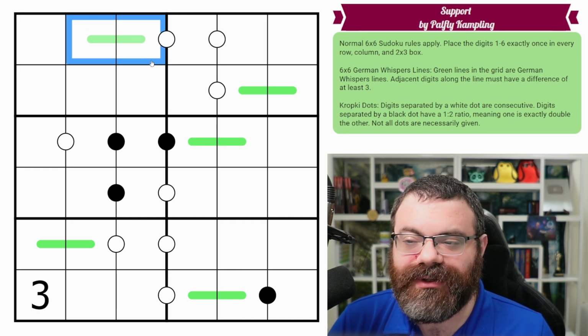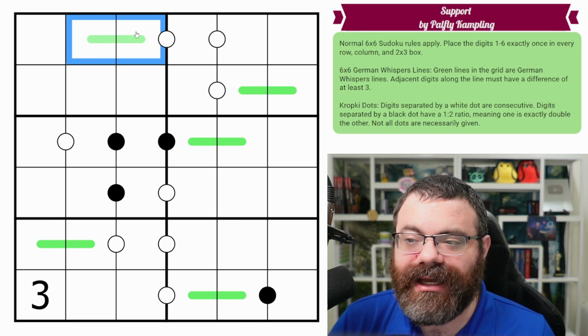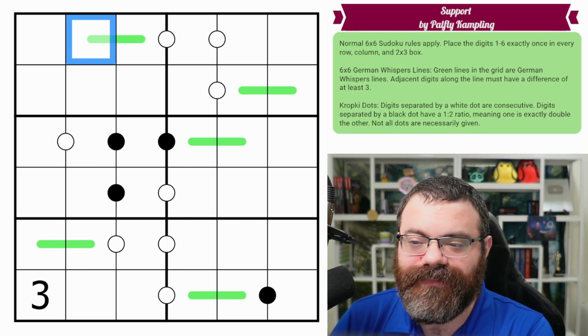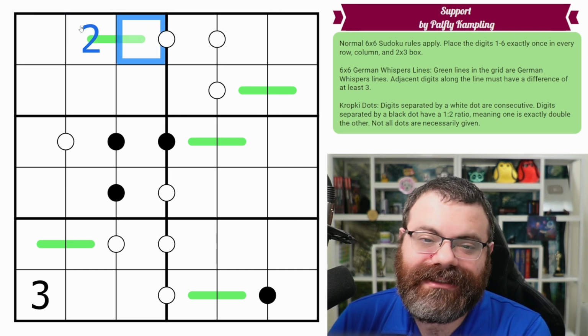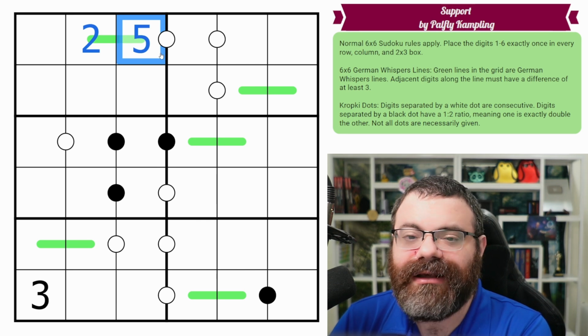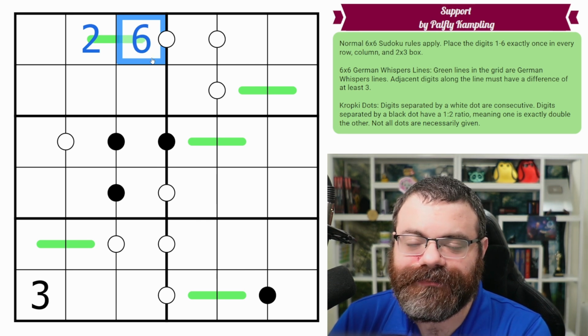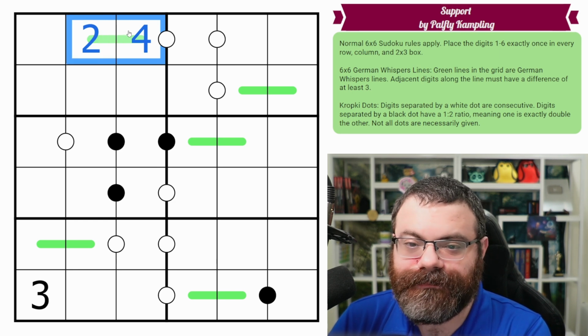We also have these German whisper lines in the grid. Adjacent digits on the line have to have a difference of at least 3. So I put a 2 here. I need to make sure this digit has a difference of at least 3 from 2. So I could put a 5, because 5 minus 2 is 3. Or I could put a 6, because 6 minus 2 is 4. I can't put a 1 or a 3 or a 4, because that difference is too small.